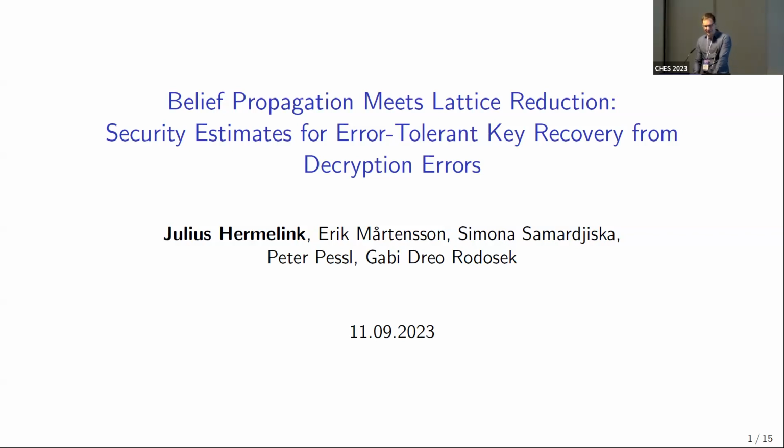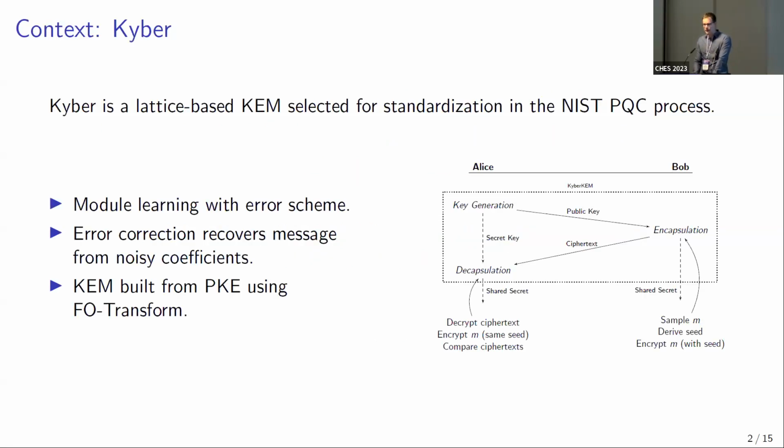This talk is about security estimates for error-tolerant key recovery from decryption errors. I'm Julius Hermelink. This is joint work with Erik Mortensen, Simona Zangiska, Peter Pessel, and Gabi Treo-Rodosek. The context of our work are certain attacks, an attack strategy on Kyber that target the error correction using a chosen ciphertext attack and either a fault attack or a side channel analysis.